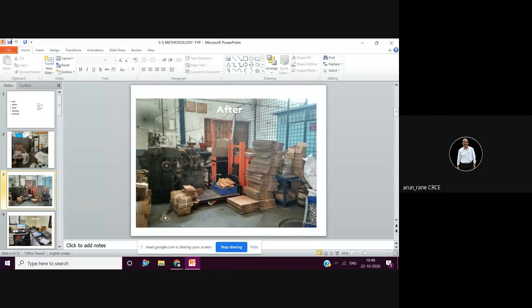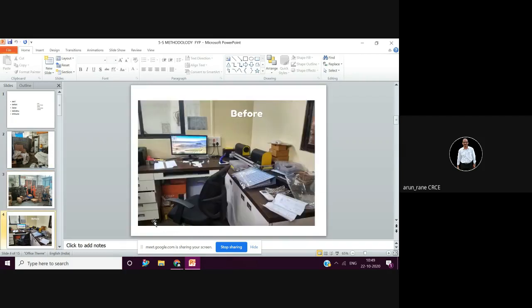Again, this is not so good, but this is just an intermediate situation. This is the machine platform. You cannot stack on the platform because this is a place for the operator to work. But this is just an intermediate position.